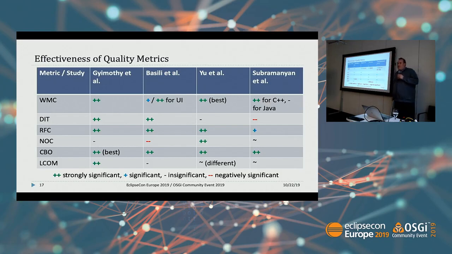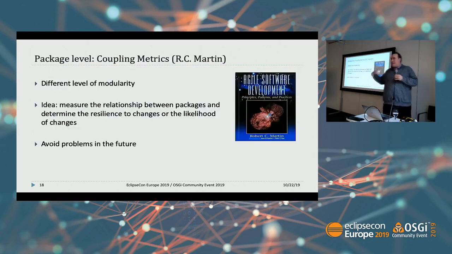OSGi, modern Java programming, class level is indeed not the only thing that matters, and you might even argue that it matters the least. If we look into package level metrics, then we necessarily come to the work of Robert Cecil Martin, who, among many other things in the space of agile software development, also defined a couple of very useful quality metrics that are operating on a package level.